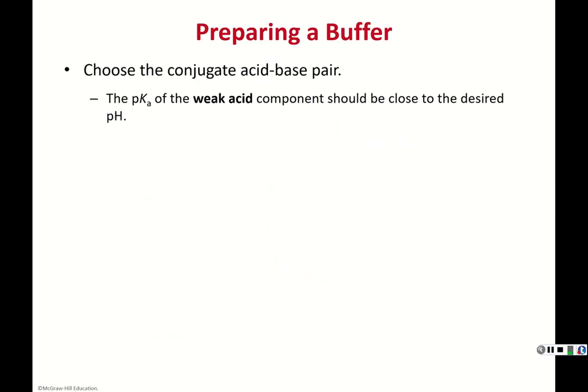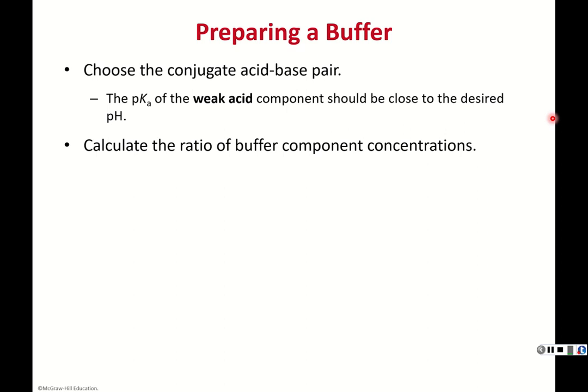So how do we prepare a buffer? Well, it's important to choose the right components. You do that by looking at the pKa of the weak acid, and that should be close to the desired pH you want your buffer system to be at. In biochemistry, you make a lot of buffers. You generally look at your system that you're trying to study, like if you're trying to study a protein and you want to find out what pH range it's most active at, then you set your buffer for that pH. You want to look at your buffer components and make sure your pKa is very close to that value.